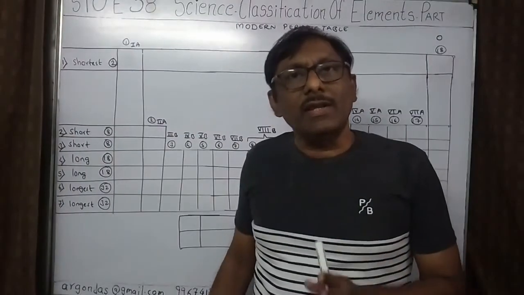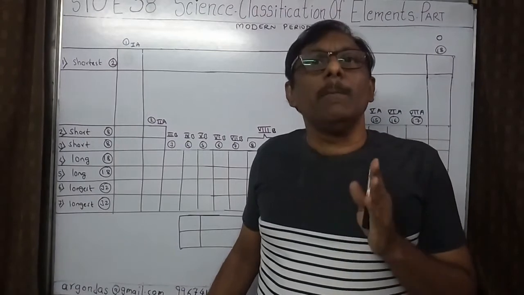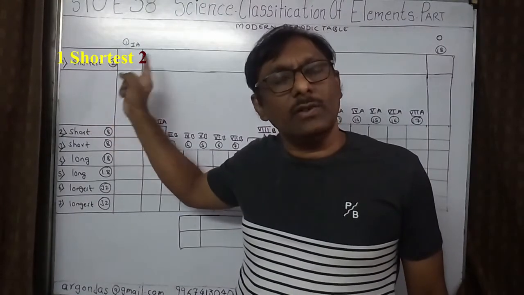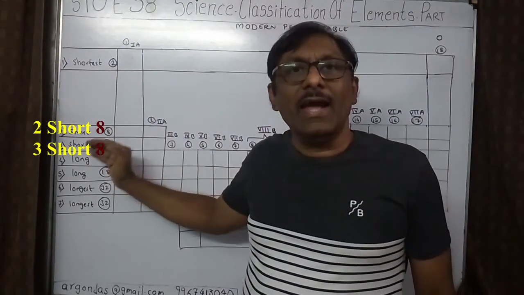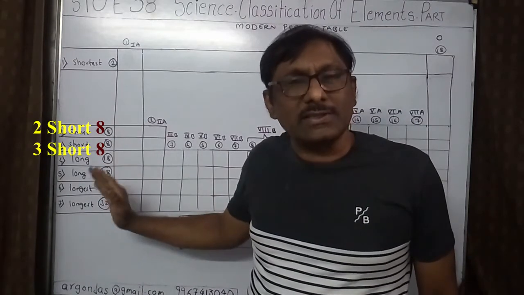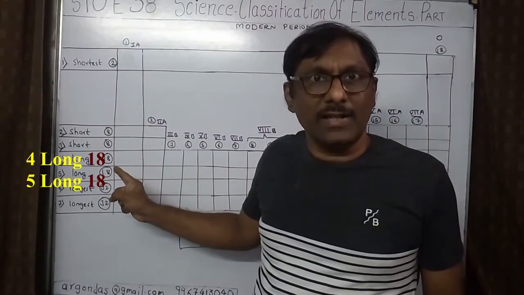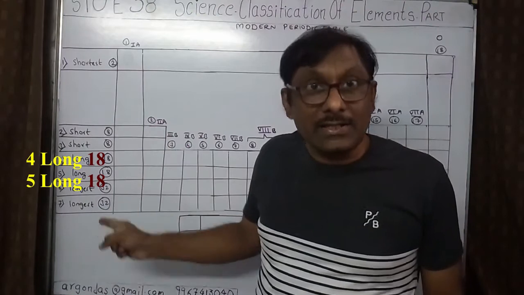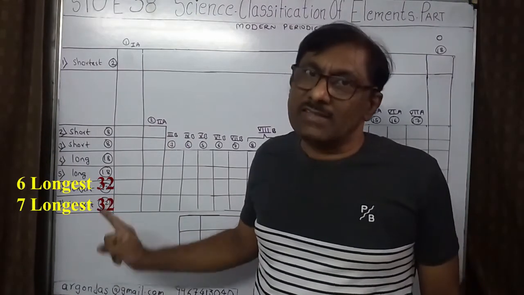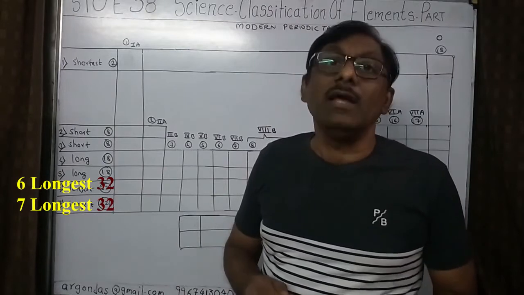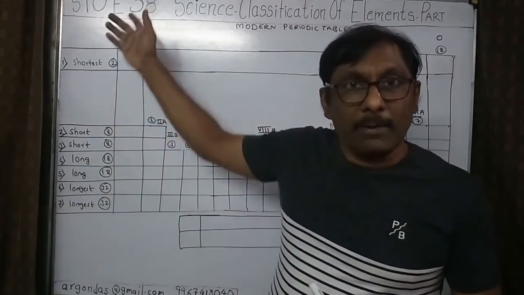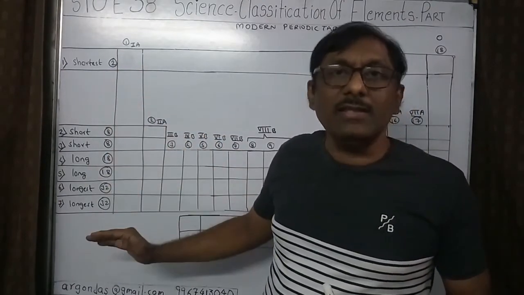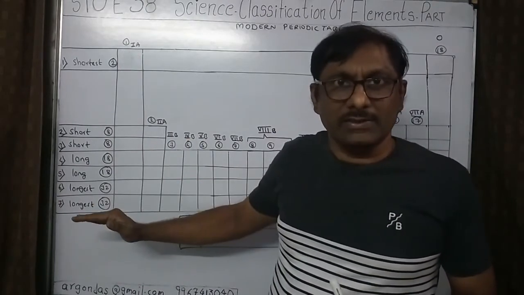Now, I have already written what each period indicates. The first period is the shortest period containing only 2 elements. The second and the third periods are the short periods containing only 8 elements. Remember that very well. The fourth and the fifth periods are called long periods containing 18 elements. The sixth and the seventh periods are called longest because they contain 32 elements. So remember: first period 2, second and third 8, fourth and fifth 18, sixth and seventh 32. Only 7 periods.